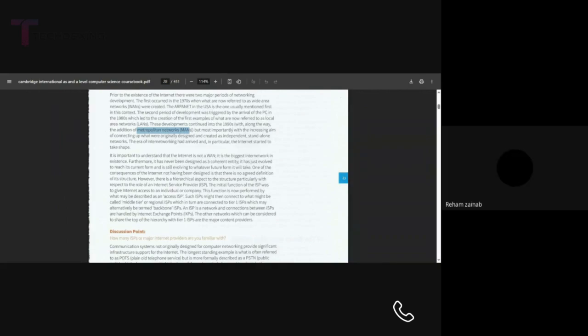Is it LAN or WAN? So many people are connected to it. In your home, it is a local area network. In your house, it is a local area network.